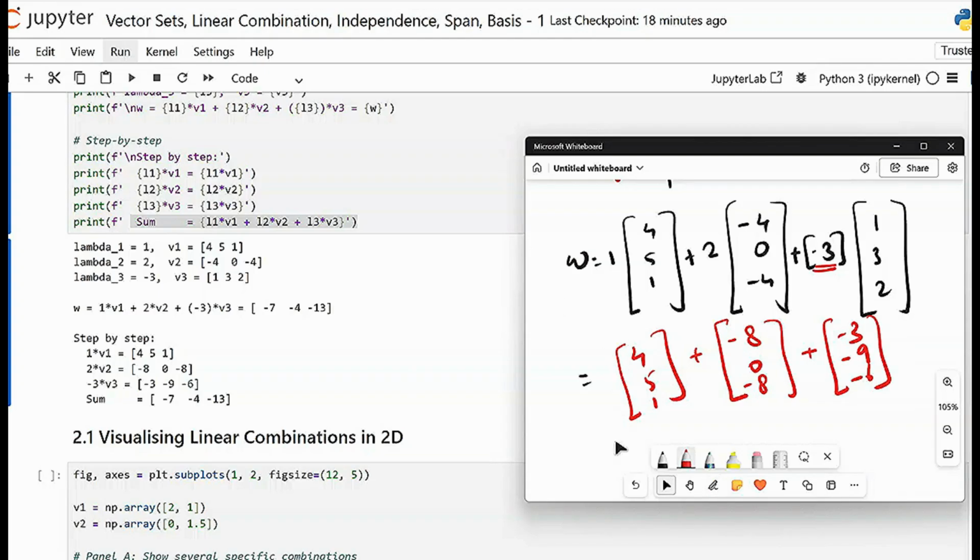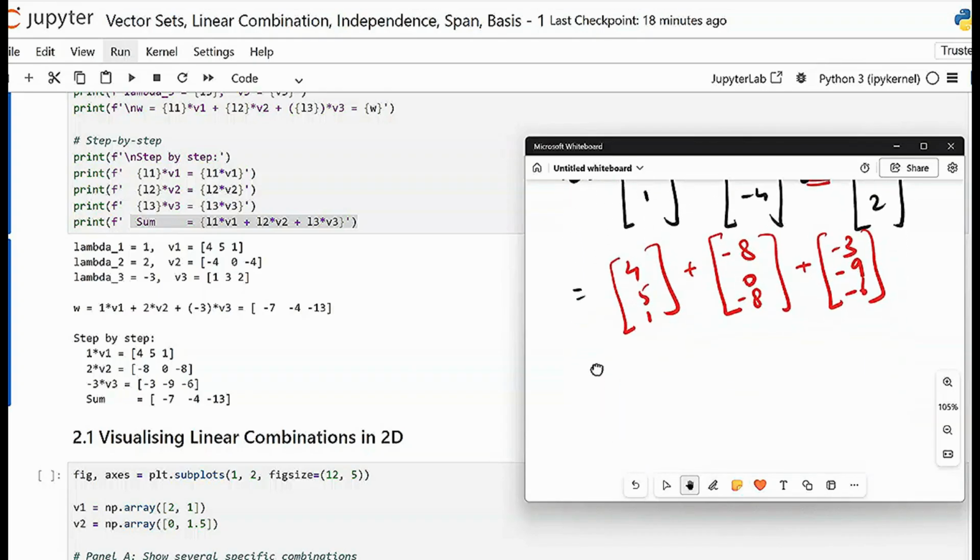And finally, the exact result: kindly see here, dear friends, 4 minus 8 minus 3. So the resultant would be minus 7.